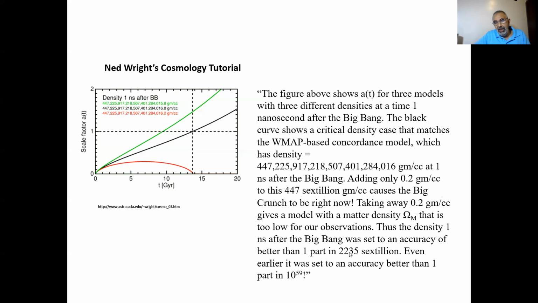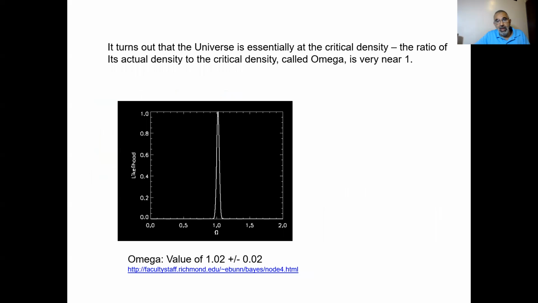And even earlier, where we are less confident in the estimates, it's set to an accuracy of better than 1 part in 10 to the 59, and we've already seen these figures. But the estimate that we're very confident about is 1 part in 2,235 sextillion. So an amazing level of fine-tuning at the origin of the universe, and you see how easily we could have been on the wrong curve where no life would have been possible.